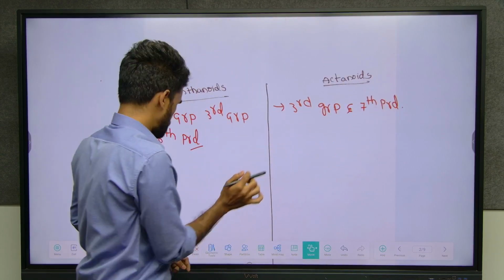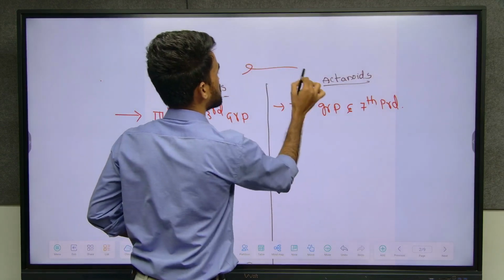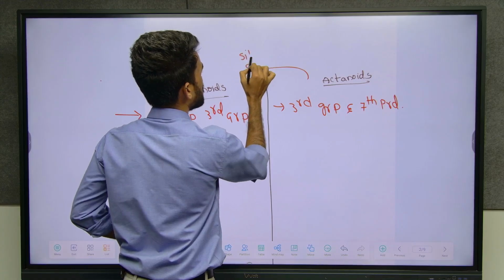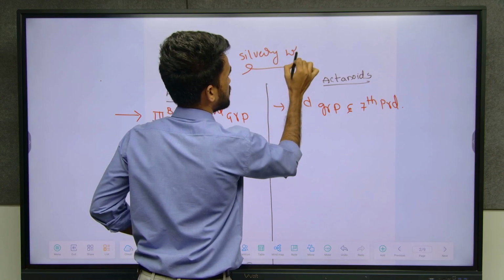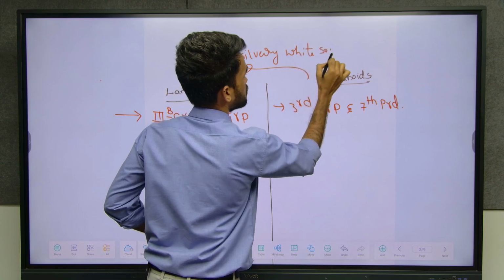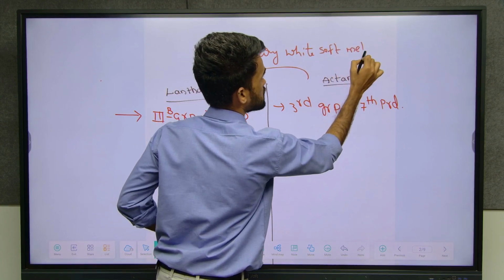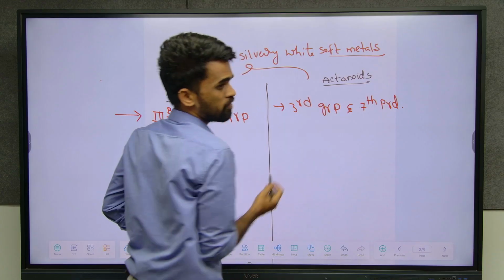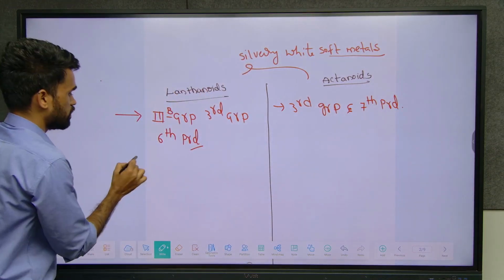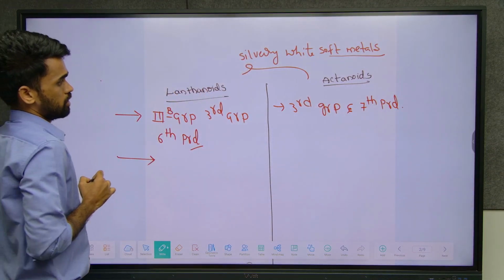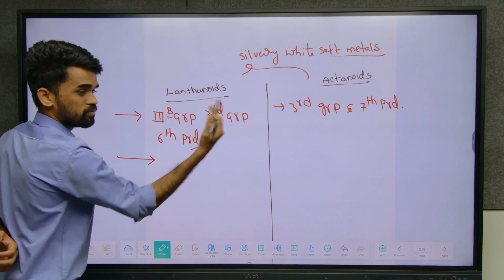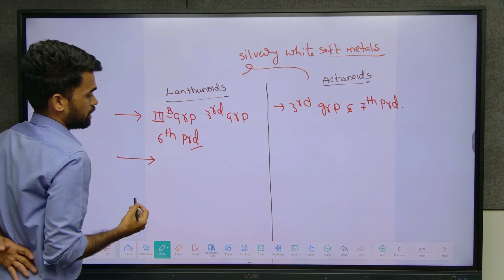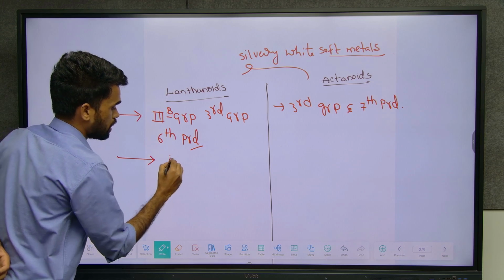And these elements are silvery white soft metals. Silvery white soft metals. The next one. Here how many elements are there? Both of them are 14 and 14.